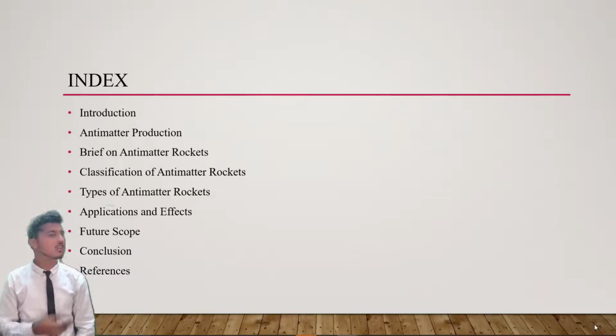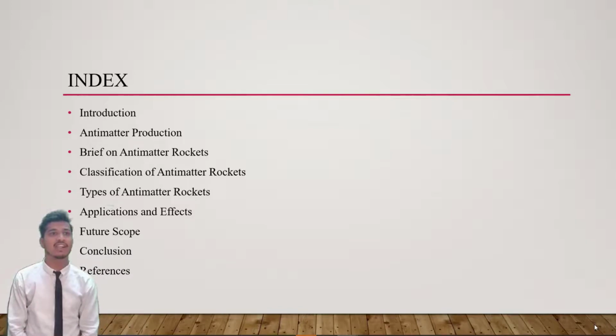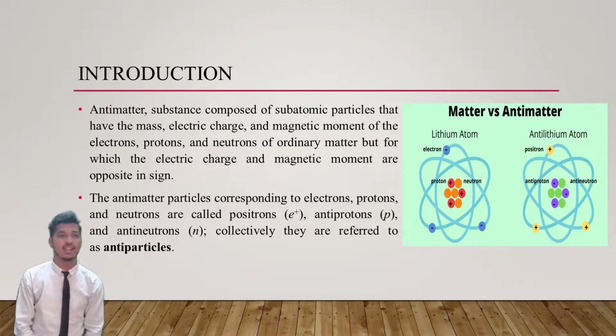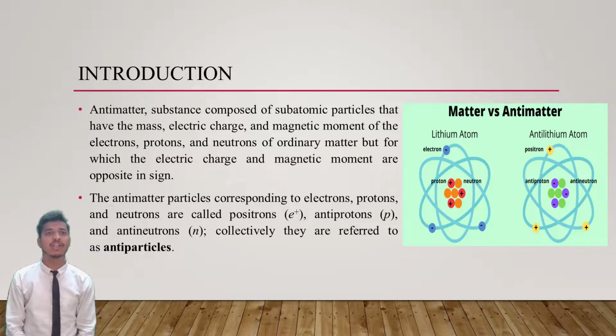So, this is the index of my seminar. We'll start with the first topic, antimatter. Antimatter is the same as ordinary matter except that it has the opposite electric charge. For instance, an electron, which has a negative charge, has an antimatter partner known as the positron. A positron is a particle with the same mass as an electron but a positive charge.